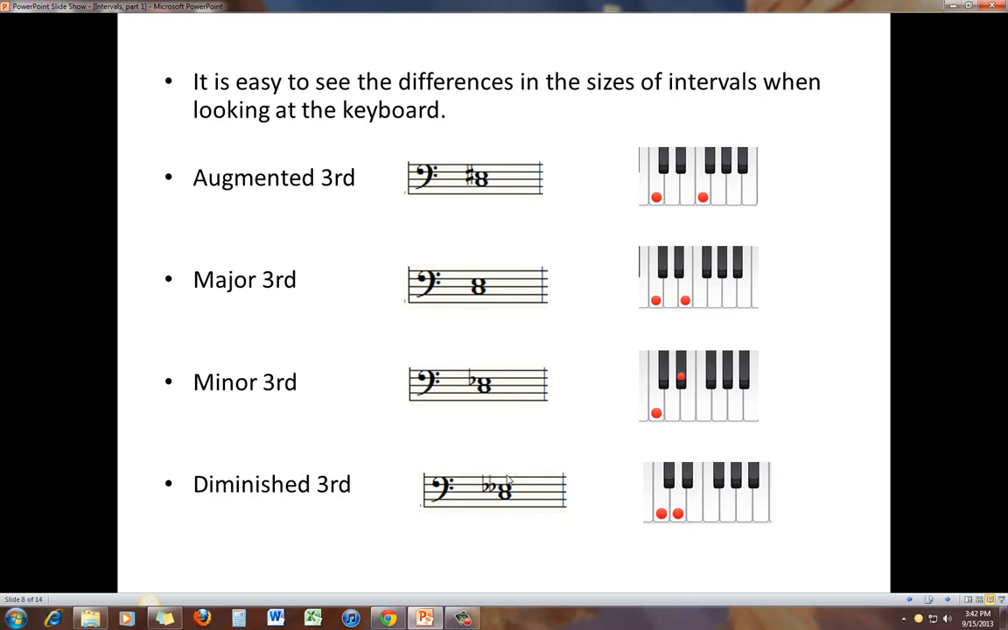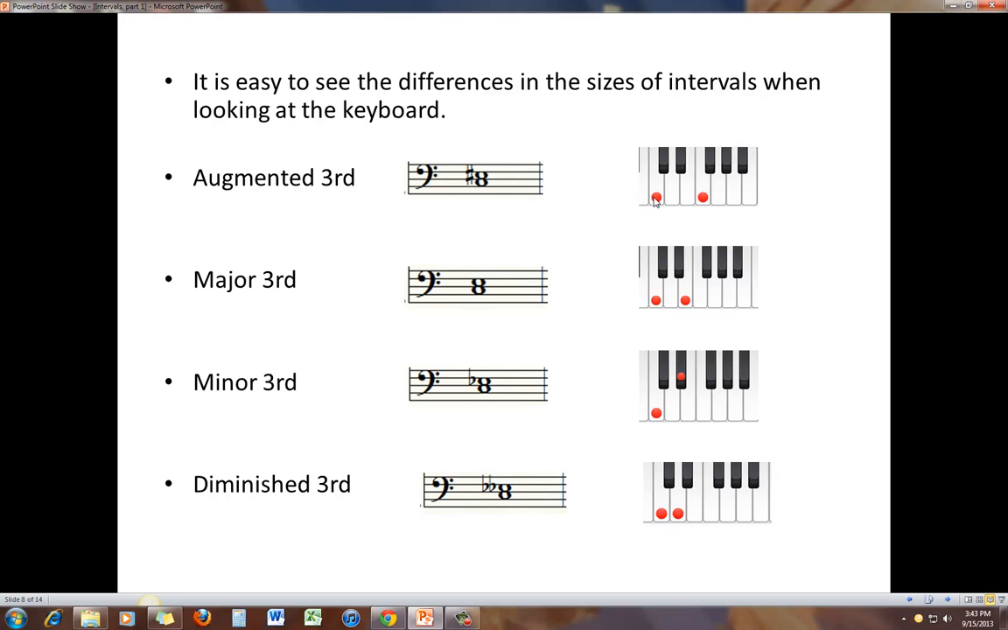It's easy to see the differences between the size of the intervals when you're looking at the keyboard. So here I have an example of the 4 types of thirds: augmented third, major third, minor third, diminished third. And as we go downward, major is a half step smaller than augmented, minor is a half step smaller than major, and diminished is a half step smaller than minor.